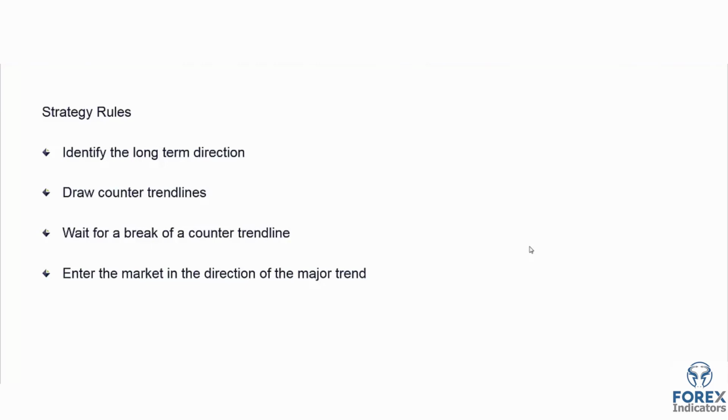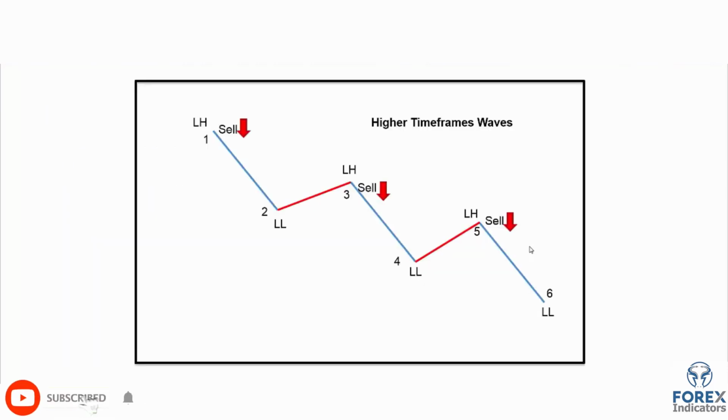Once you've identified that, then you need to start drawing your trend lines in. Okay, so draw your counter trend lines in and draw your actual trend lines in the direction of the trend. Wait for a break of the counter trend line and then enter the market in the direction of the major trend. So here's what it looks like.